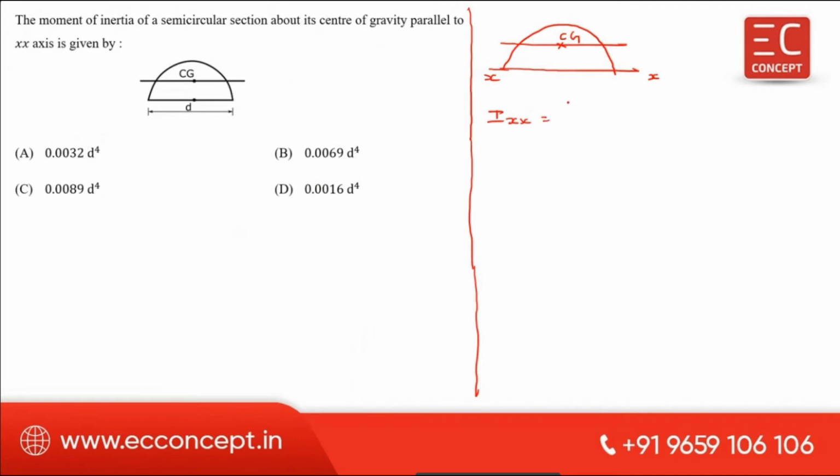So we know that Ixx for a semicircular section about the base is 0.11 r power 4. So this is the answer, but they have given it in terms of diameter. Therefore, 0.11 into (d by 2) the whole power 4. After solving, you will get 0.0069 d power 4. So the option here is B.